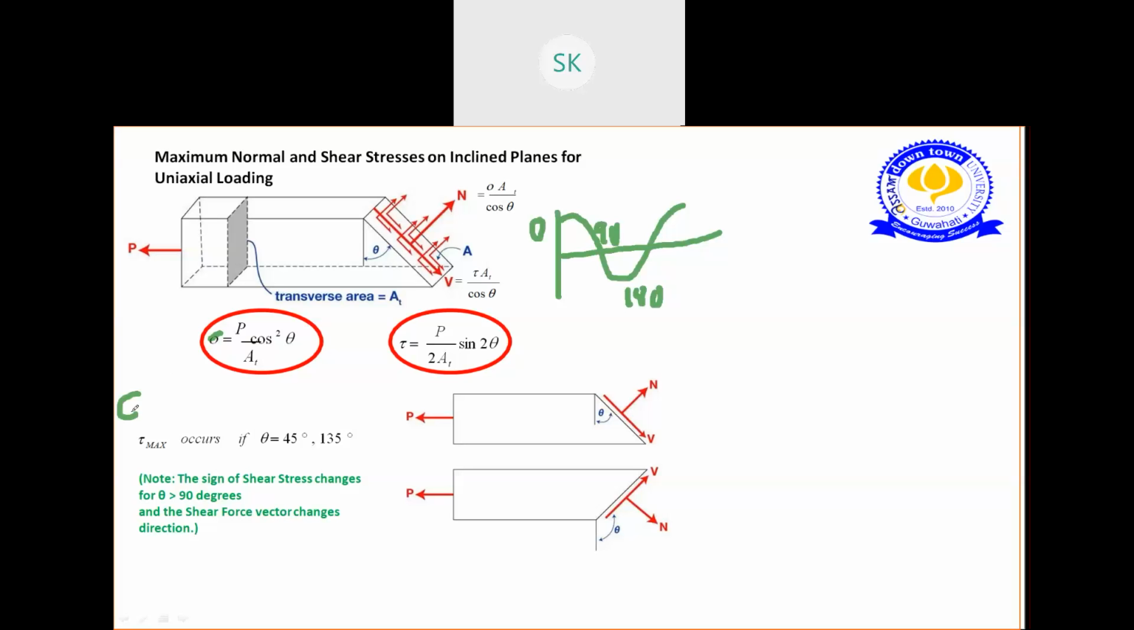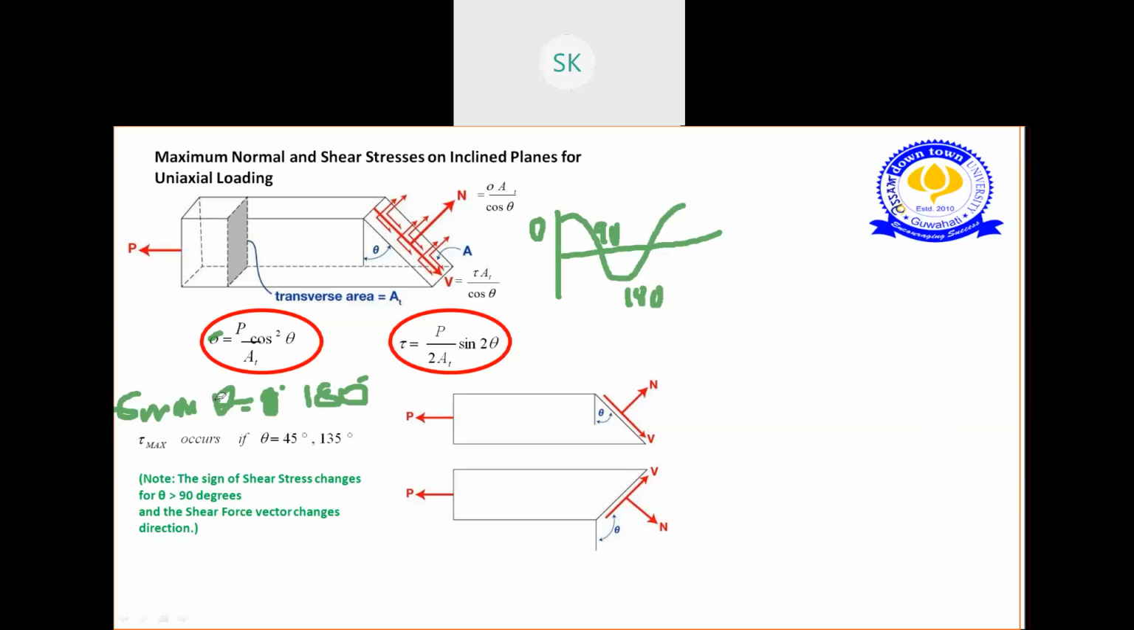So sigma max, when theta will be 0 degree or 90 or 180 degree, sorry. It will be 180. So your sigma max will be maximum when theta is equal to 0 degree.